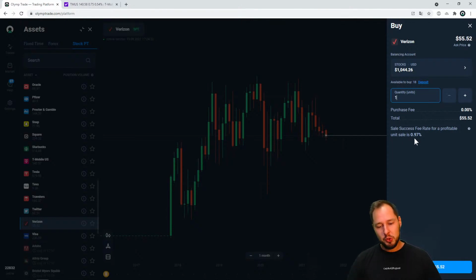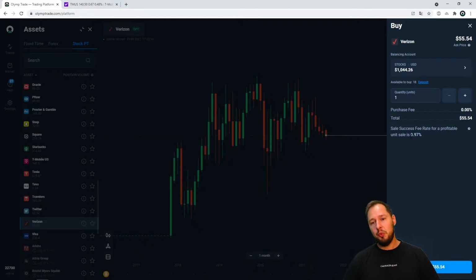Another two very reasonable aspects that I want to mention here. The first one: when you're purchasing stocks here on the Olymp stock platform, you won't be an owner of the stock, meaning that you're just trading the difference between the initial price at which you bought and the price at which you're going to sell it. And when you sell it, there will be a fee for a profitable unit sale. If you sell this unit in the future with some profit, less than 1% will be taken as a commission for this operation. If you sell it in a negative scenario, there will be no commission at all.